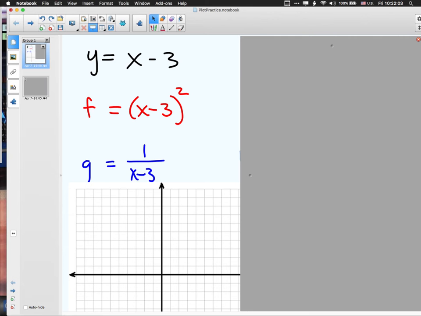Okay, let's start off nice and easy. Who got the first one? Okay, what is it? All lines are straight. It's a line. Okay, what's the slope? 1, right? Because 1 times x. Where does it cross the y-axis there? -3.